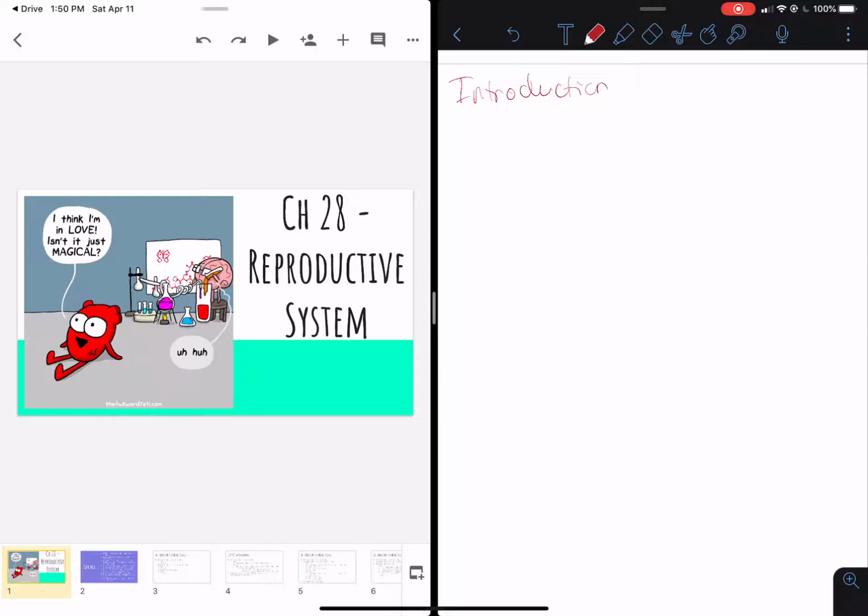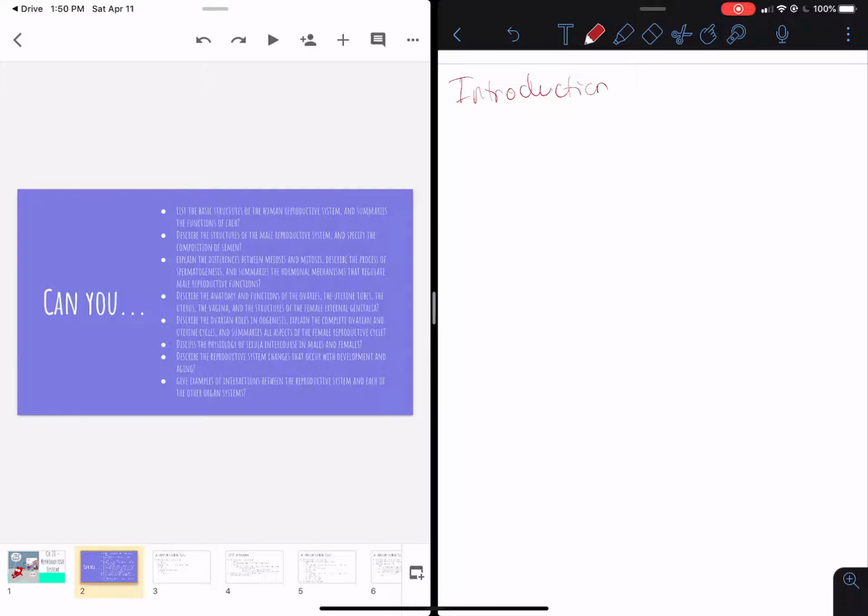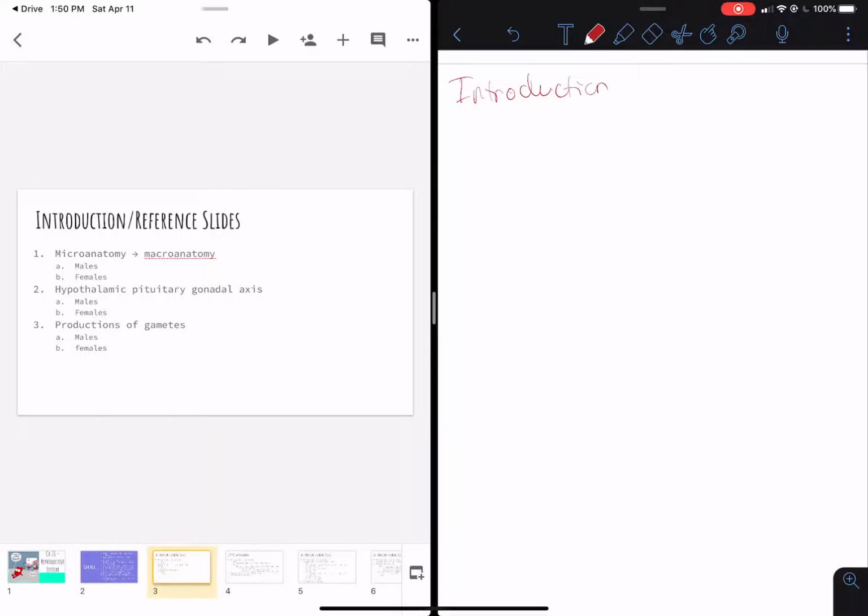So here I have a cute little cartoon from Awkward Yeti as per usual, and our purple slides as usual. And here we begin with introduction reference slides. So first for this chunk, I want to talk about how to really best understand everything, because at first it'll sound like, oh, this makes sense, this makes sense, this makes sense. And then when you go back to try to review it, you'll be like, oh my God, I don't get it. Now all of a sudden everything sounds the same. I don't understand how this deals with this cycle and this deals with this other cycle or pathway. How do I keep it all straight in my head?